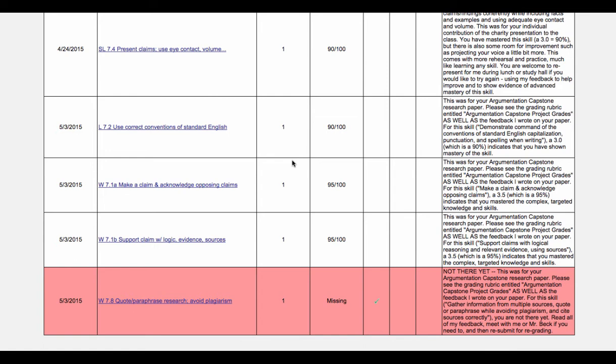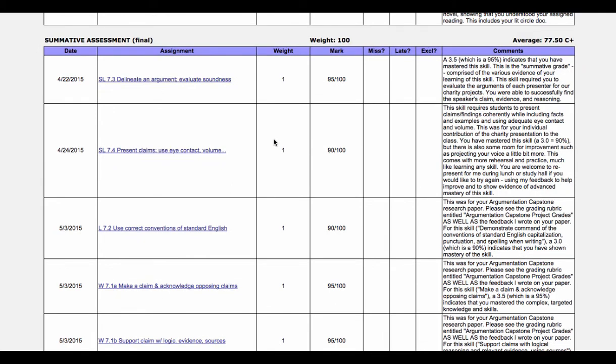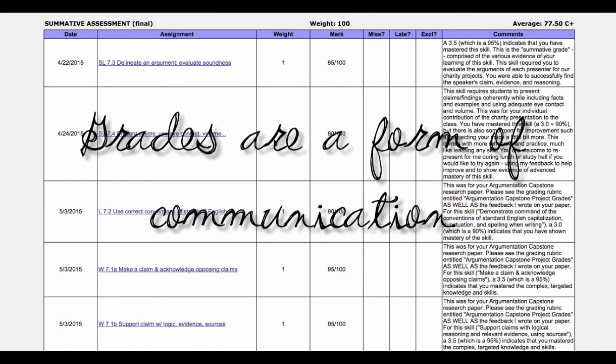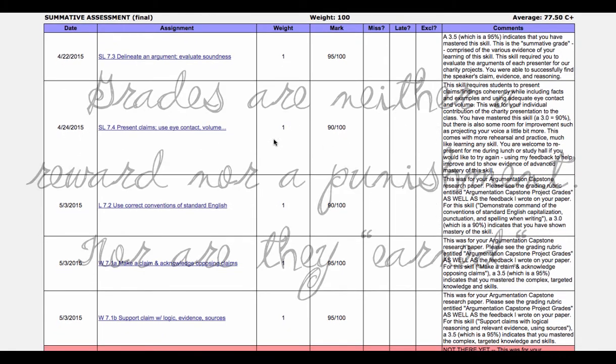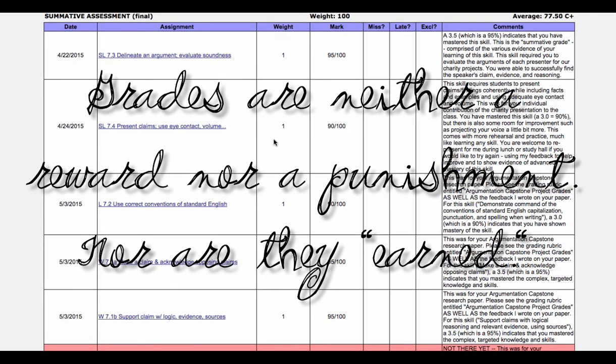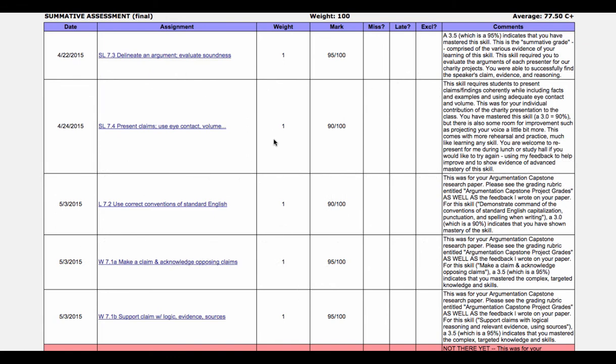The reason why it's so important to be specific on which skills are receiving which evaluation is because grades should be a mode of communication. It should communicate a level of mastery. They really shouldn't be a reward or a punishment. But even teachers who already believe that grades should be communicative, if you're not specific, the student isn't clear, the teacher isn't clear, and the parent isn't clear.